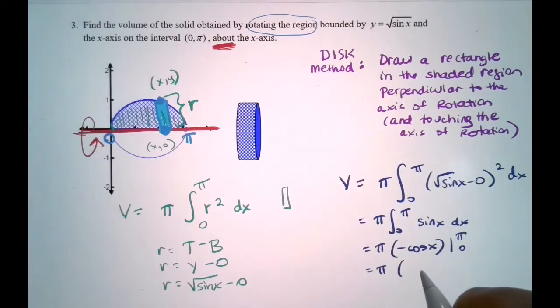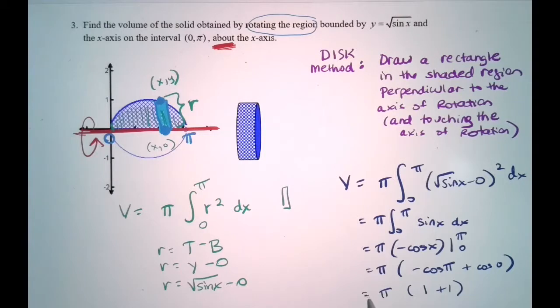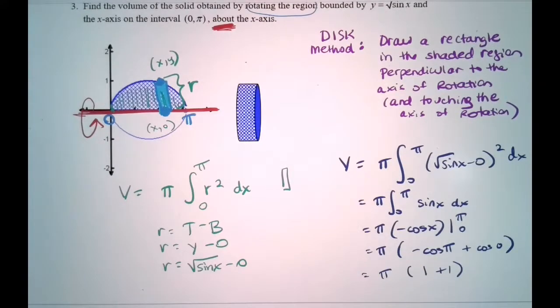So that would be negative cosine pi, and then minus negative, I'm going to change that to a plus, cosine of 0. And that gives me, let's see, cosine of pi is negative 1, so negative of negative 1 is 1. Cosine of 0 is also 1. So that means your volume is 2 pi. That's the volume of the solid numerically.